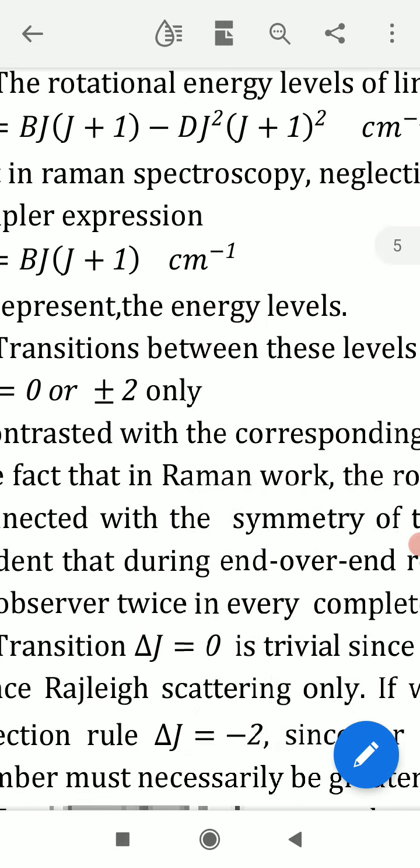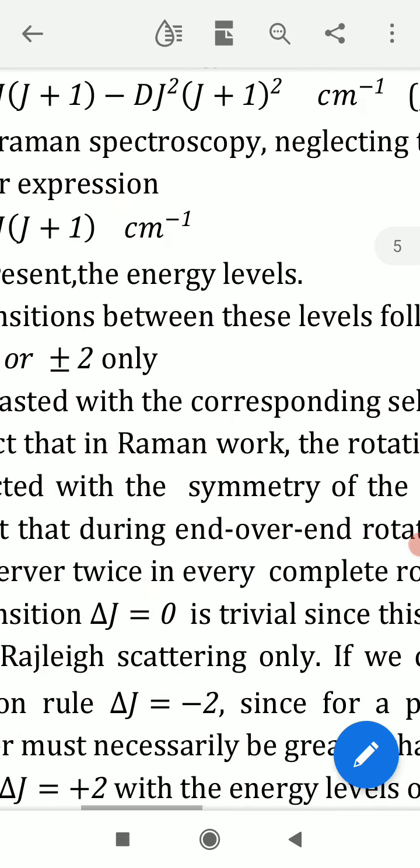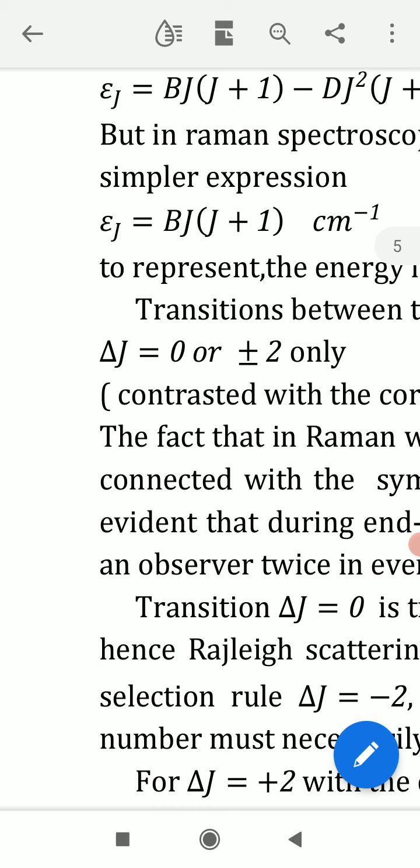Now transitions between these levels follow the selection rule delta J equal to 0 or plus minus 2 only. These are the selection rules for transitions between two rotational energy levels. Delta J, change in J, can be 0 or plus 2 or minus 2.